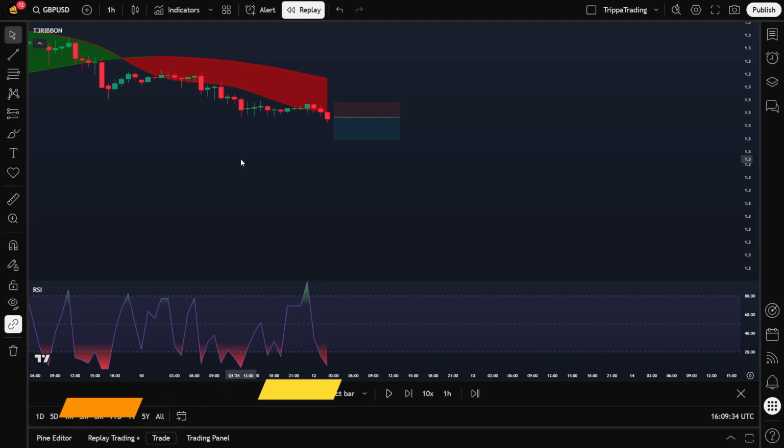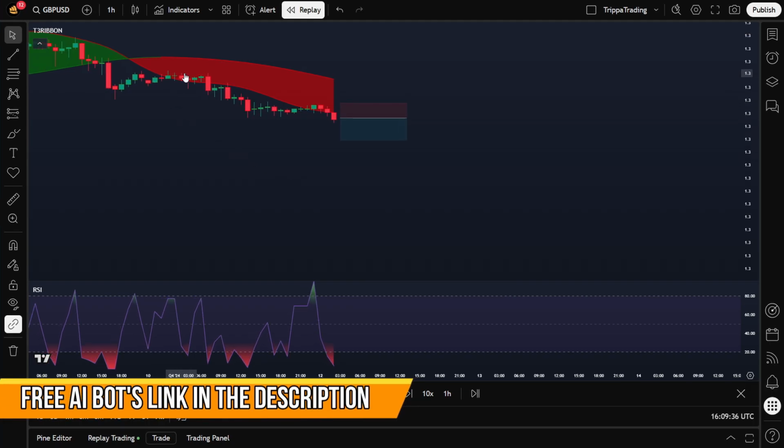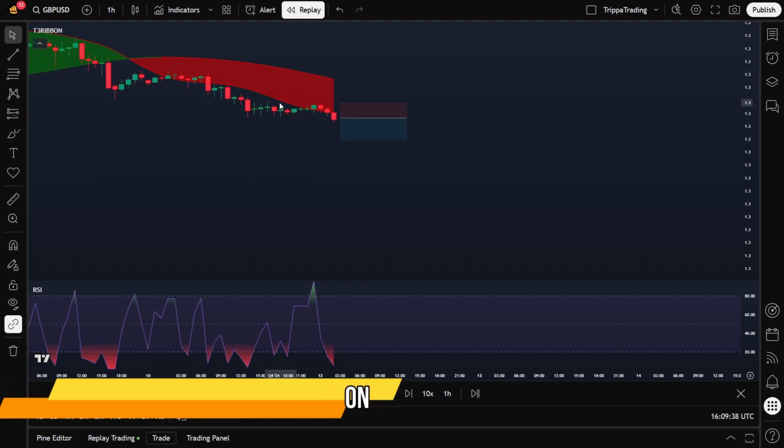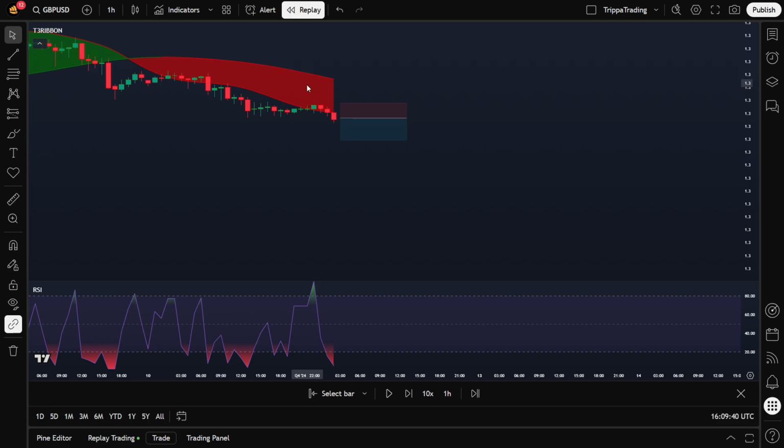Now let's talk about sell trades. When the ribbon is red, the fast T3 is below the slow T3, and sellers are in control. In this case, we only look for short entries and we again use pullbacks into the ribbon to get better prices. The logic is the mirror image of the buy setup.